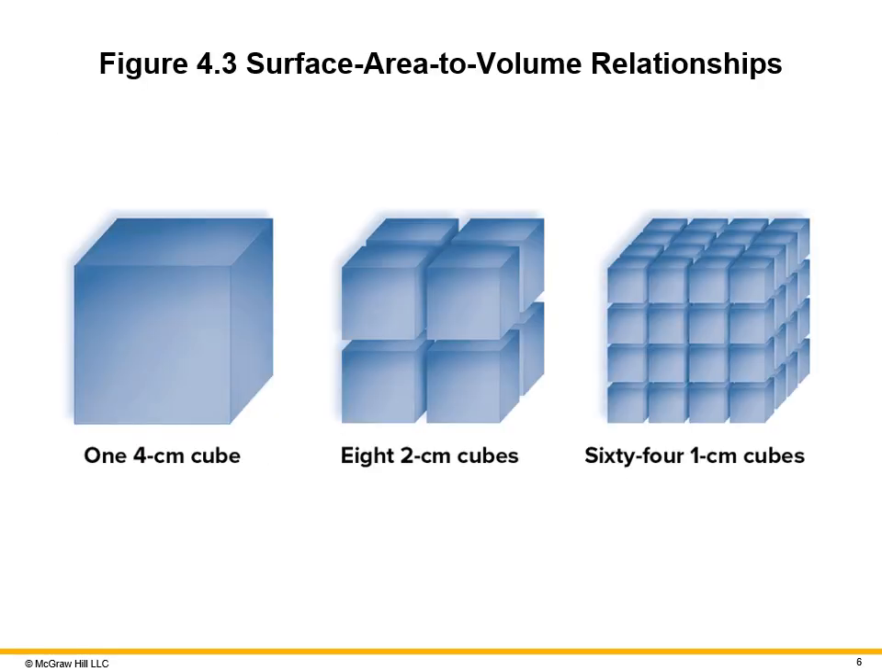So here we see a representation of that. If we had one 4 centimeter cube, one big cube, versus 64 1 centimeter cubes, the surface area of the 64 1 centimeter cubes would be much greater than the single 4 centimeter cube, even though their volumes are equal to each other.